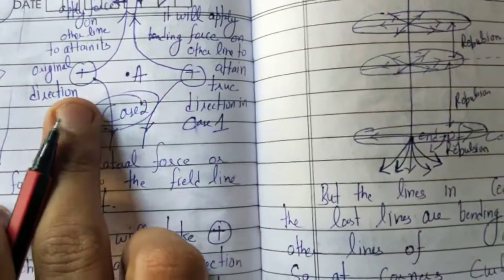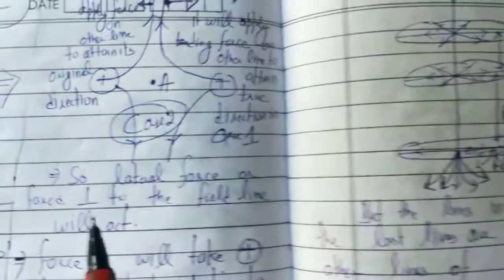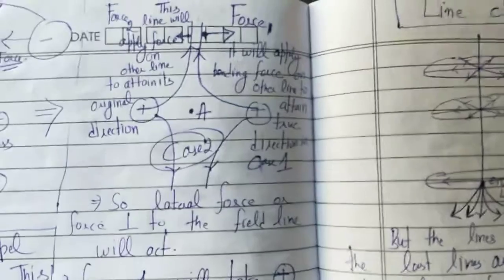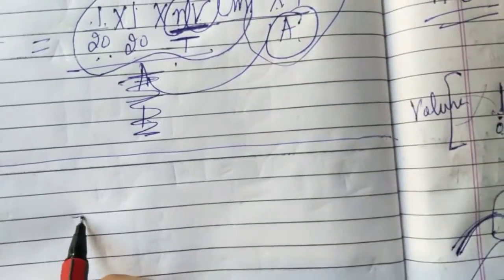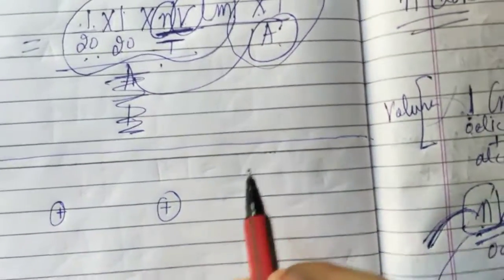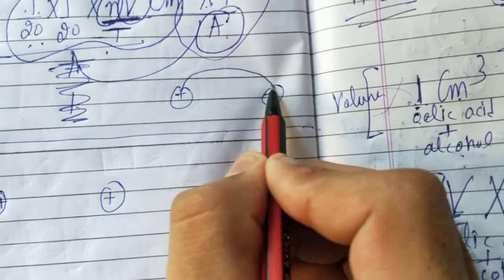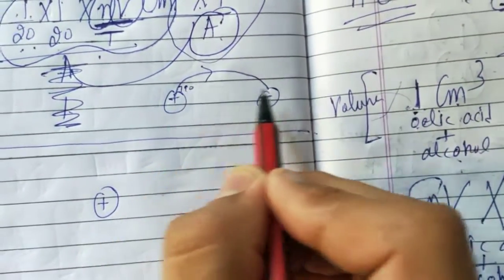Next property is, suppose you have placed a positive charge here and a positive charge here. Electric field lines will move from this charge and move from this charge. So what will happen? If it was a positive and a negative charge, they would move like this. They will start at 90 degrees.